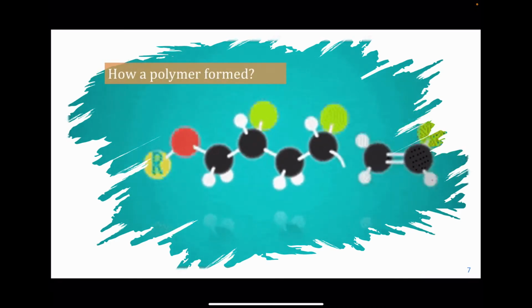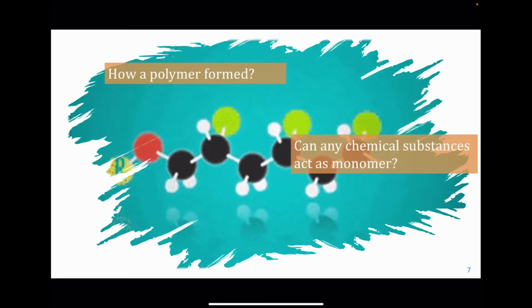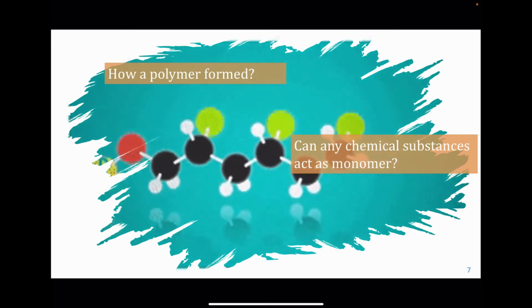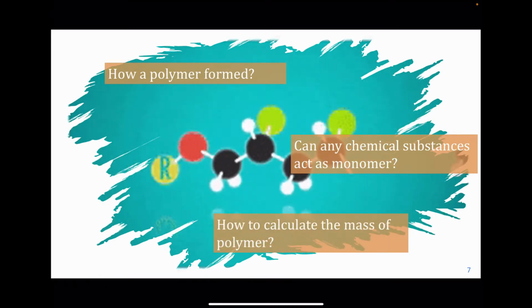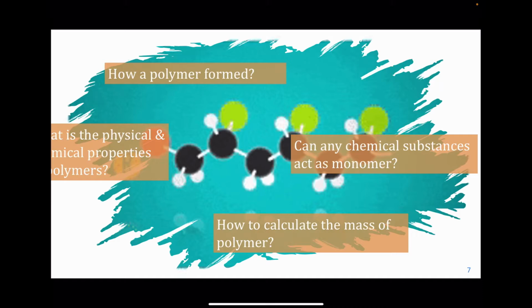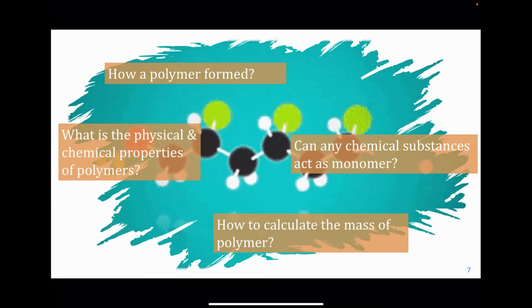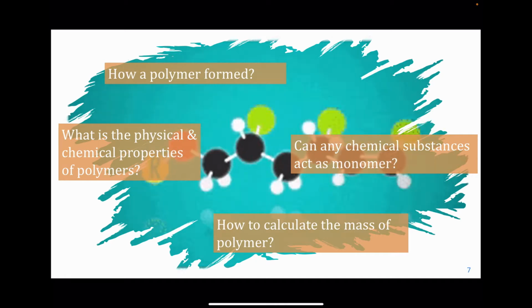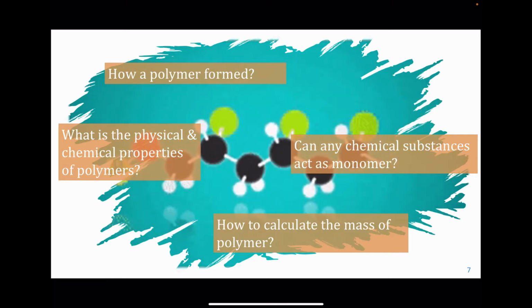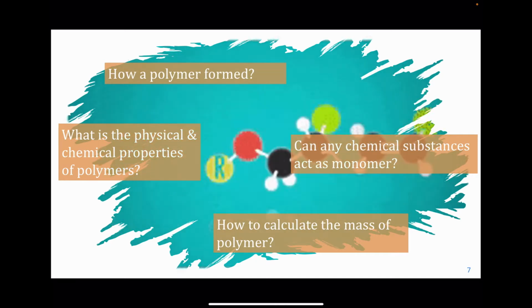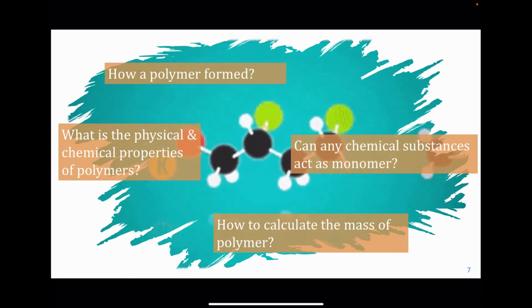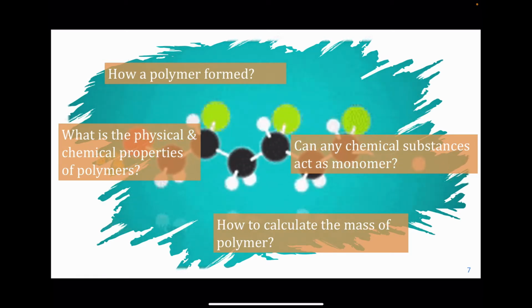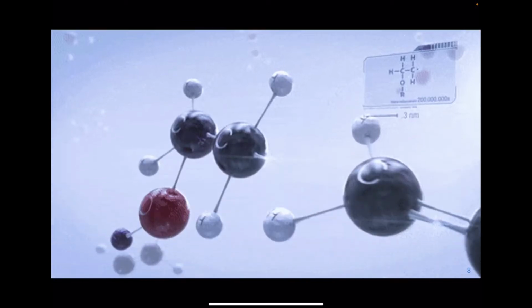How does a polymer form? Can any chemical substance act as a monomer? How to calculate the mass of a polymer? And what are the physical and chemical properties of polymers? These are questions that are always asked by students about polymers. So, to answer the questions, students should first understand the following.